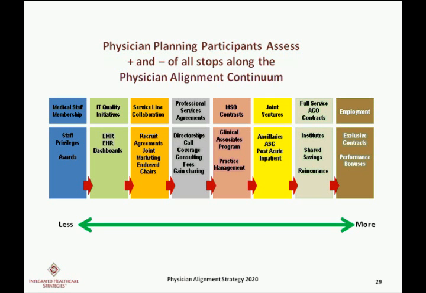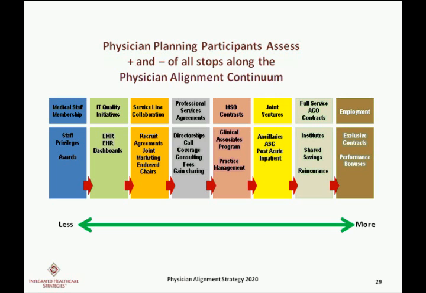Your physician alignment must deal with staff privileges, awards that relate to their participation in the medical staff. It moves through IT quality initiatives, then service line collaboration, professional service agreements, MSO agreements that allow you to support their practices and their employees in those practices. This is where the Clinical Associates Program, practice management support, training for office staff are important inducements for the alignment to take hold and to be vital over the long term.